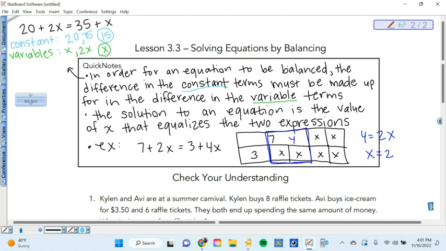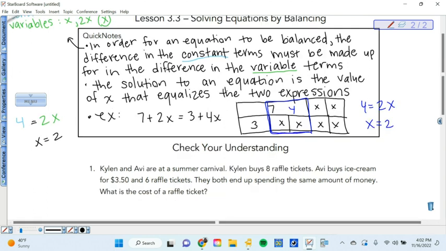Or I could think about it the same way up here. You don't have to write this down if you don't want to, but my constants are 7 and 3, so the difference would be 4. My variables are 2x and 4x, so my difference would be 2x. So again, I get 4 equals 2x, so x equals 2, right? But again, I would do it the old school way, 7 plus 2x equals 3 plus 4x. I would just solve it like this, because that's how I learned it, and that's what makes sense to me. But again, I end up with the same thing, 4 equals 2x, so x equals 2.